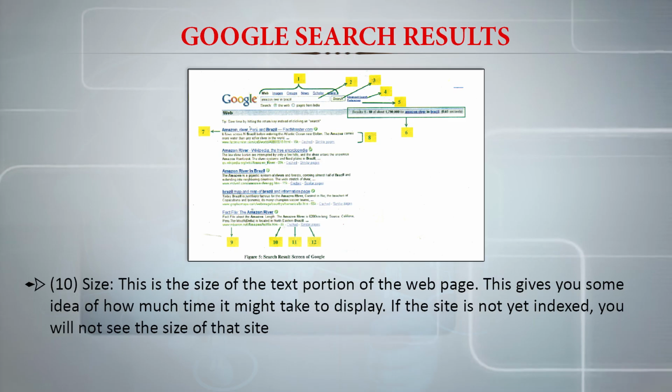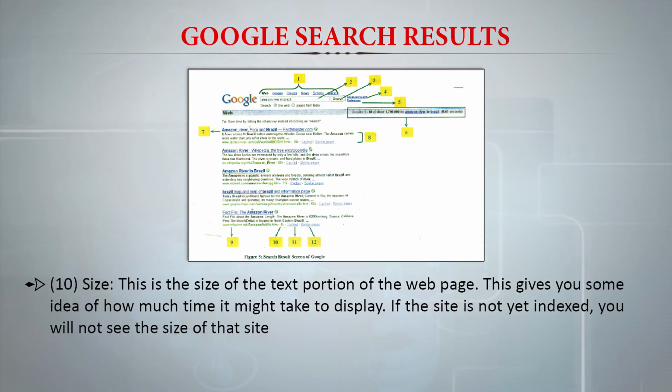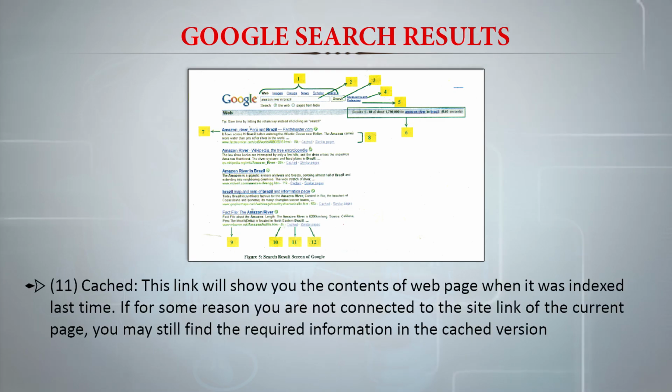Another thing is the size. Basically, size of the text portion of the web page. It gives us some idea of how much time it might take to display. If the site is not yet indexed, we will not see the size of that site. Then there is one more term called cached. Whenever a cached link is there, it will show you the contents of the web page when it was indexed last time. Suppose the indexing was done, let me say, 2 days back. So the information that was present 2 days back will be shown.